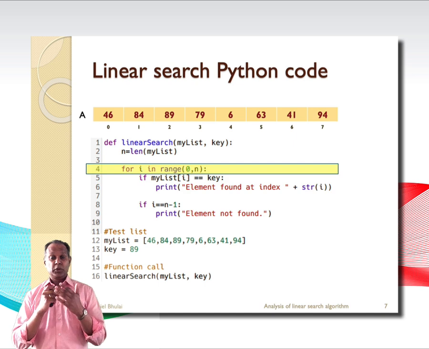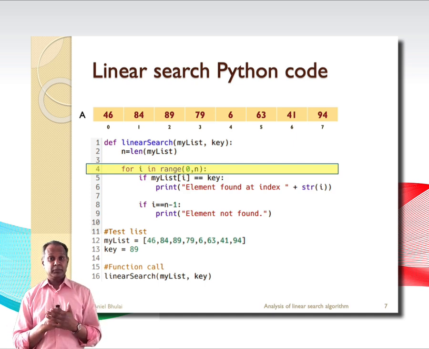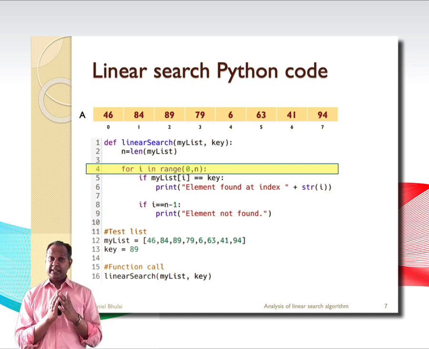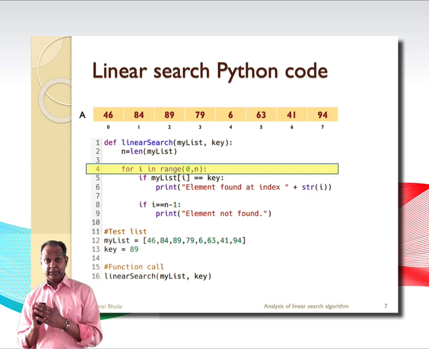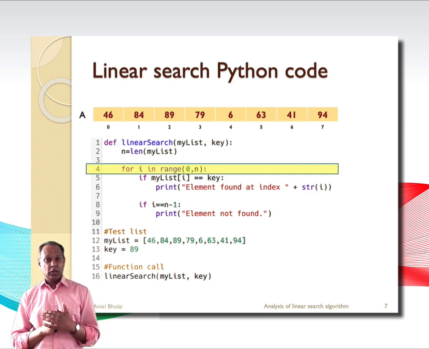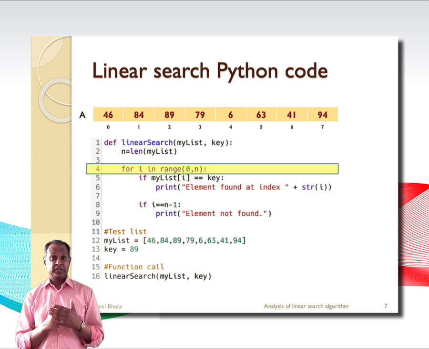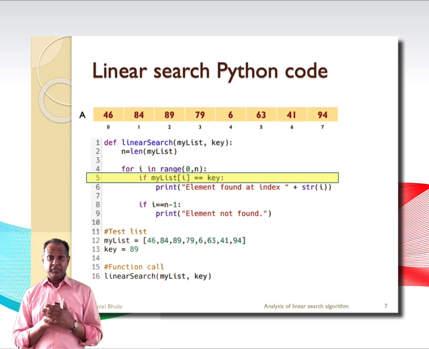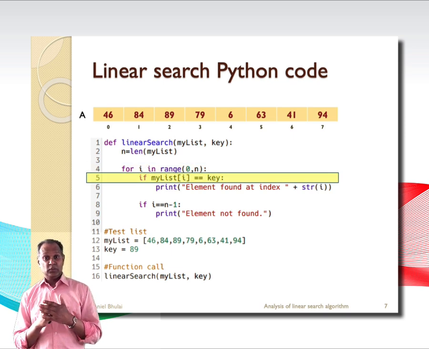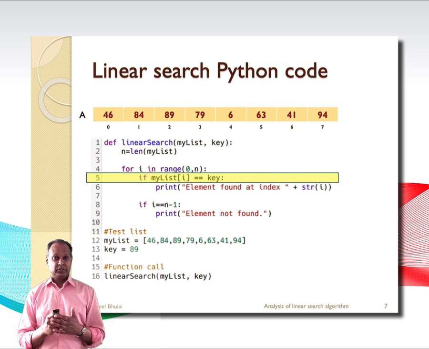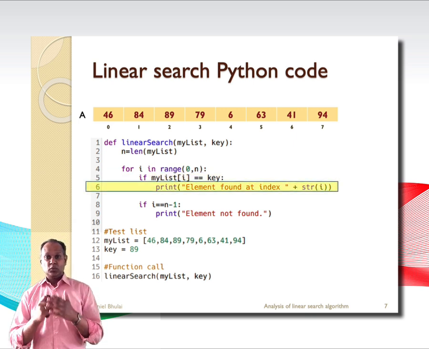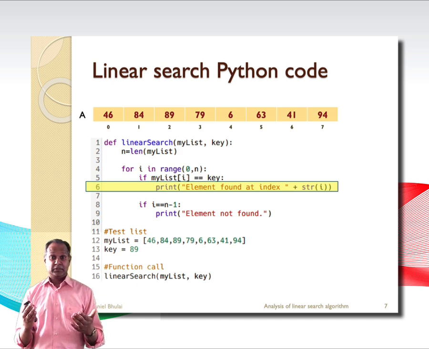In line 4, we write a for loop with a variable i which goes from index number 0 to n. Now for case 1, we want the algorithm to print that the element is found if the number we are looking for is found. In line 5, we check whether the number in the list is equal to the key we are looking for. And in line 6, we print that the algorithm has found the key at some index number.